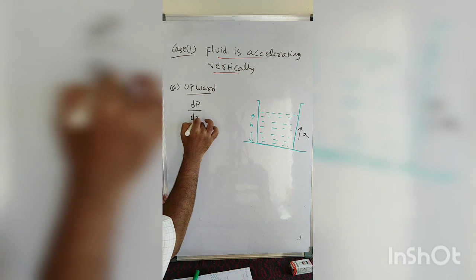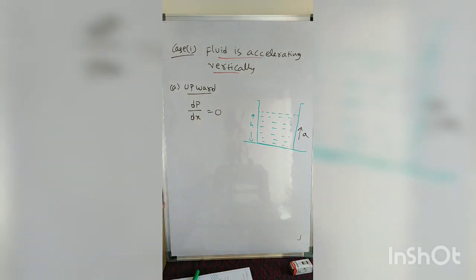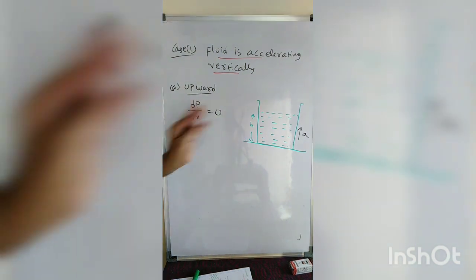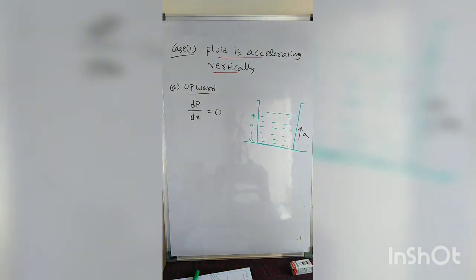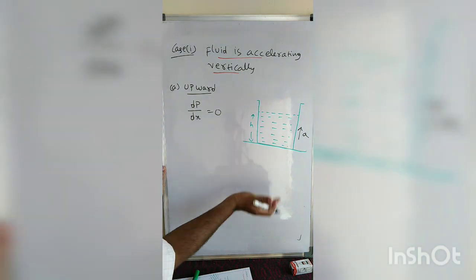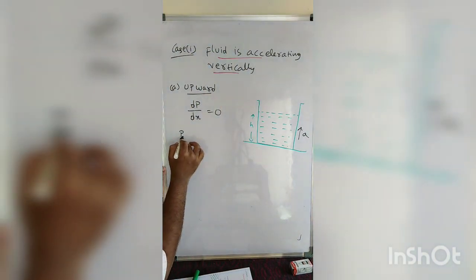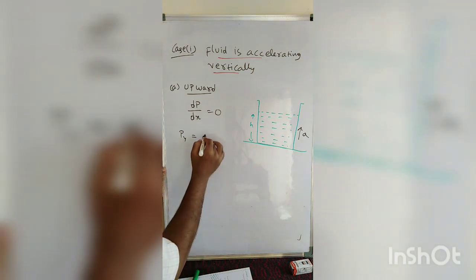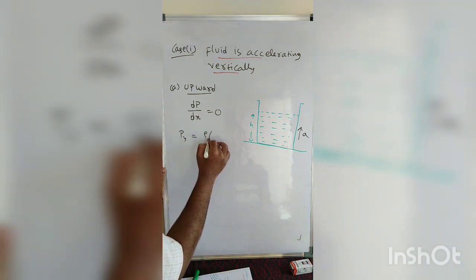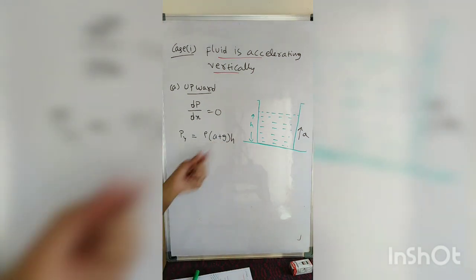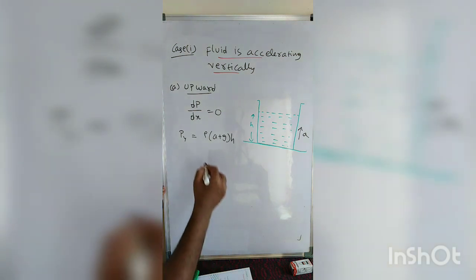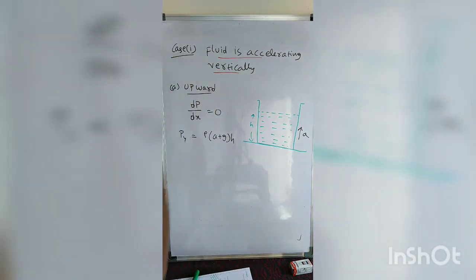dP by dx is 0. Means along the x-axis there is no change, and along the y-axis also there is no change in the height. But when it is moving vertically upward, the change is in the acceleration. So if it is moving in the vertical direction, the pressure along the y-axis is nothing but rho into (a plus g) into h. So a plus g is nothing but the g effective when it is moving vertically upward.